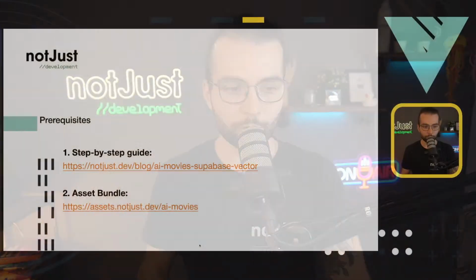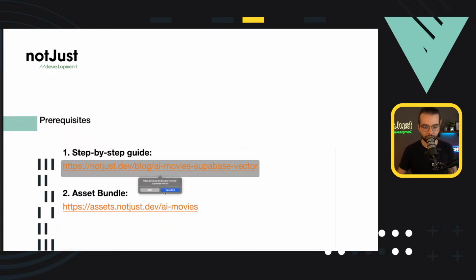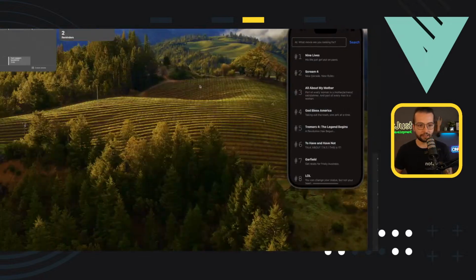All right, so before we actually get started, here are the things that you're gonna need. The step-by-step guide on our website. You can access it in the description below. We're gonna leave the link. I can paste it in the chat as well. And there you will also find the asset bundle with some data sets for movies that I have prepared for you. So let's go ahead and open this URL.